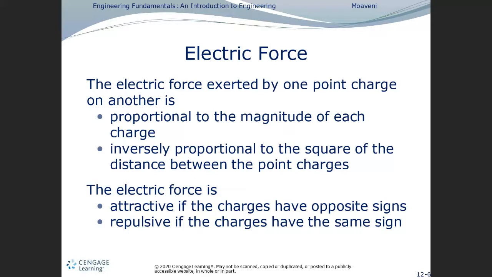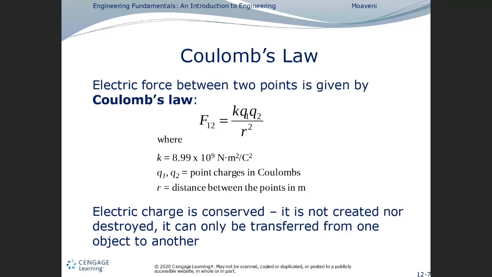But then you have the electrical force. The electrical force is exerted by 1 point charge on another, and that is proportional to the magnitude of each charge, inversely proportional to the square of the distance between the point charges. What does that mean? It basically means this. Q1 and Q2 are the charges, and the square of R is the distance between those 2 points.